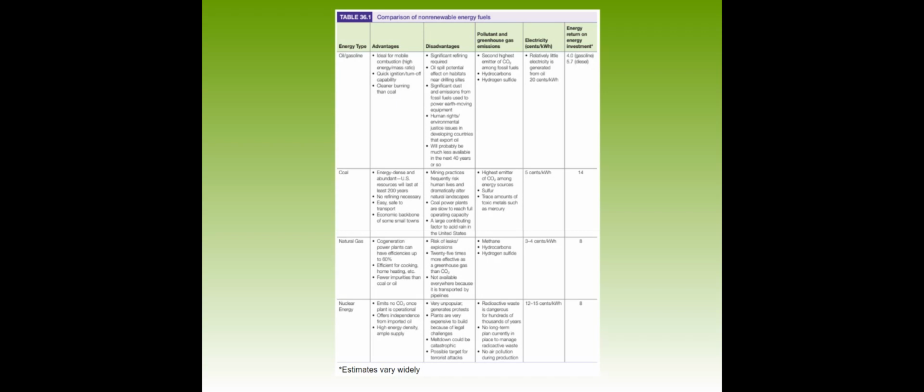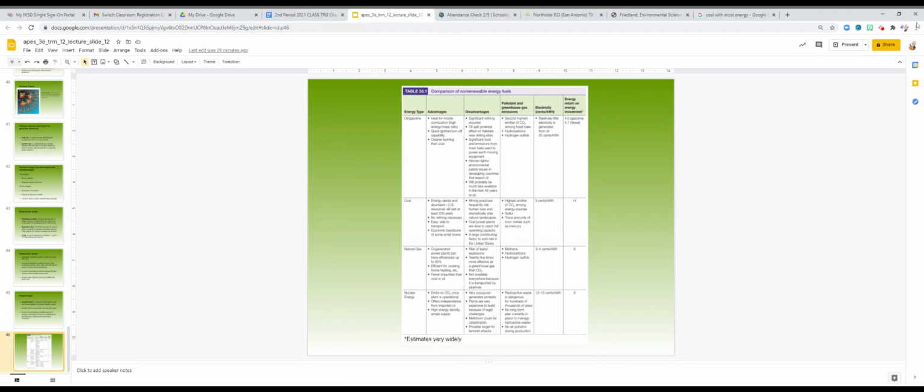So in your book, you will see that you have this table, and it's going to compare all of the different non-renewable energy fuels. It's also going to talk about basically what it costs per kilowatt hour, the pros and the cons, the energy return on investment. So this is something you need to kind of look at and know. You don't need to be able to regurgitate it, but you need to kind of understand, obviously, the pros and the cons, what greenhouse gases it produces, and all that kind of stuff. All right. That's chapter 12.